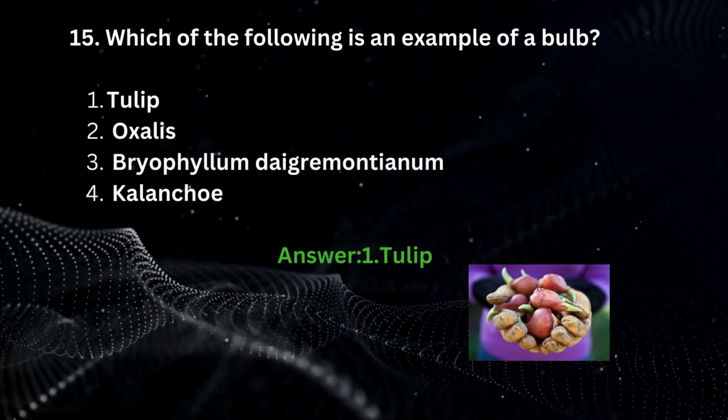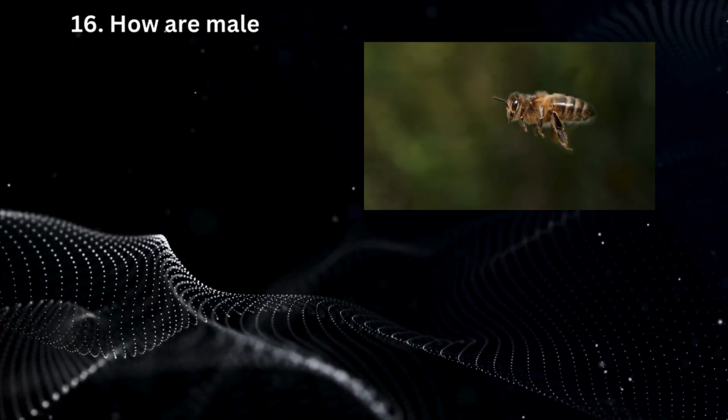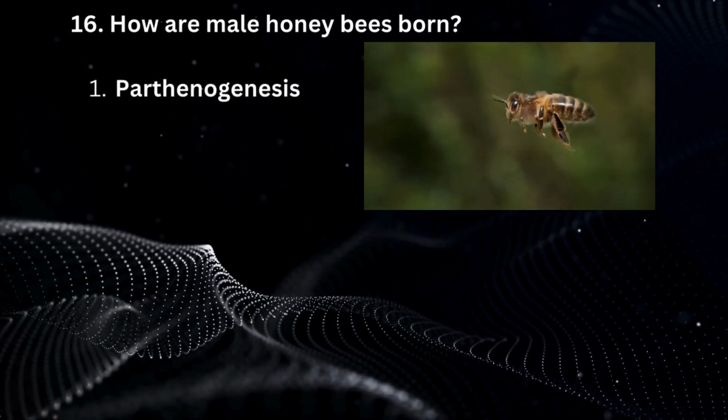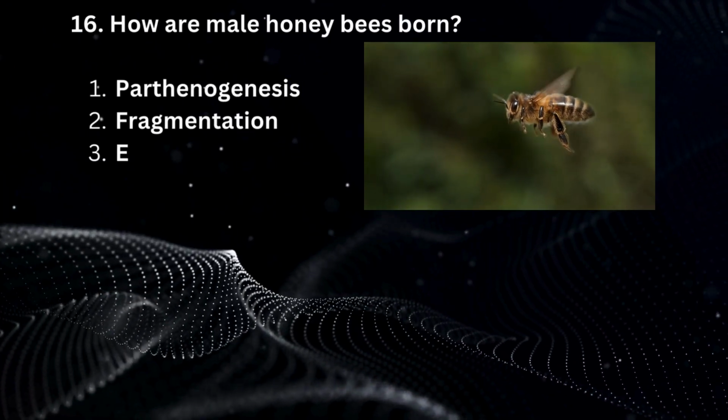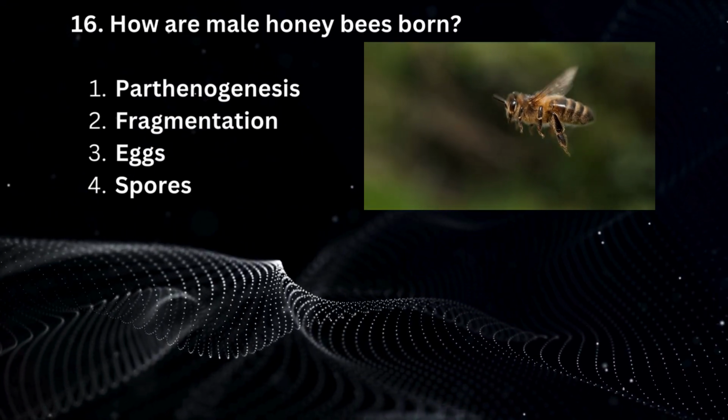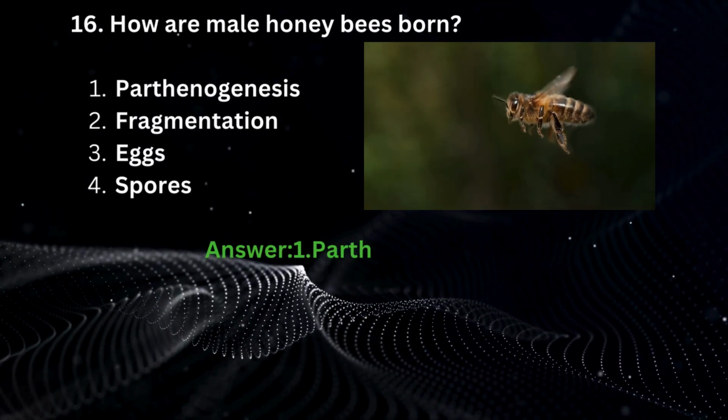Tulip. Question number 16, how are male honeybees born? 1. Parthenogenesis. 2. Fragmentation. 3. Eggs. 4. Spores. The answer is 1.